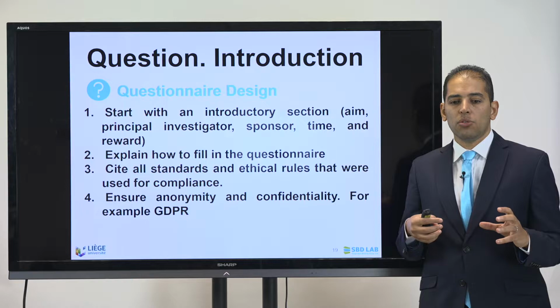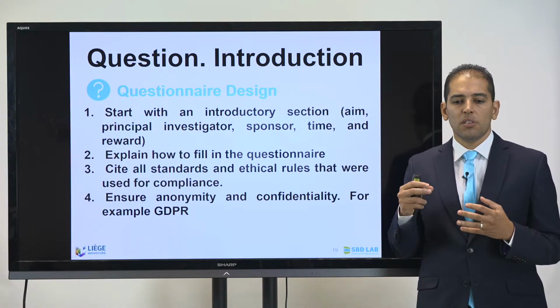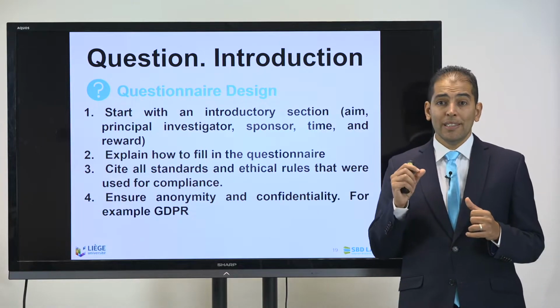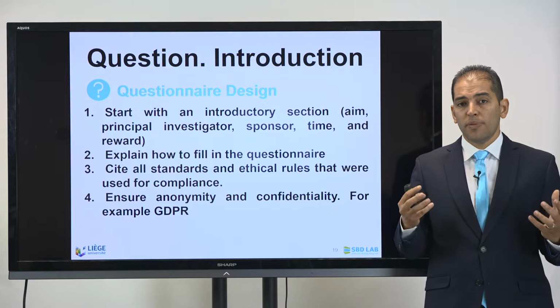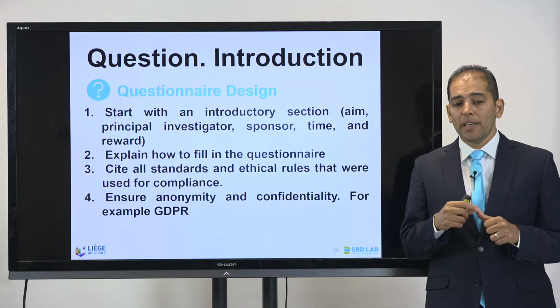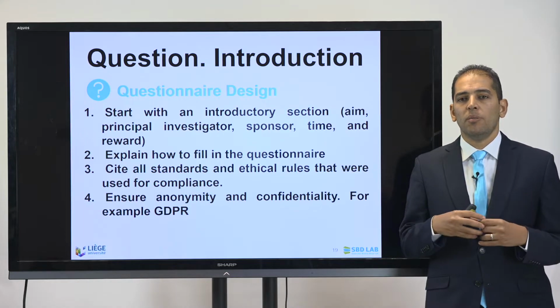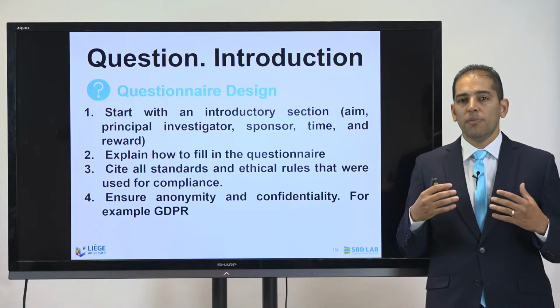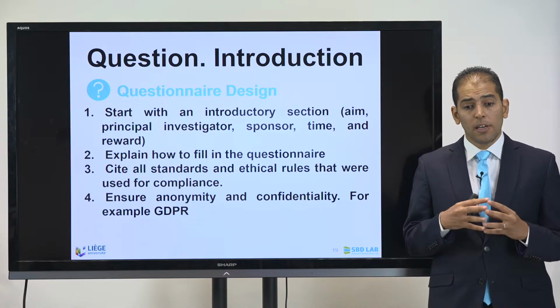Now start with an introduction section. Define the aim, the principal investigator, the context, the sponsor, the time needed to do this survey and this questionnaire, and if there is a reward or not. Preferably there is a reward. Explain how to fill the questionnaire. A reward, by the way, could be financial, but sometimes a reward could be that you confirm that people will get access to the data or to the survey results.